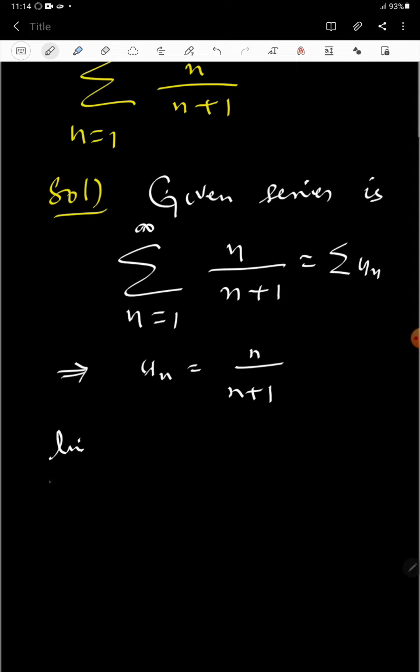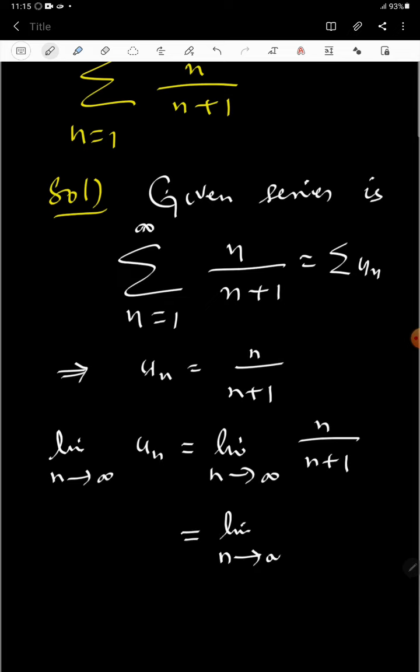I simply calculate the limit of this un. I'm not applying the ratio test, root test, Raabe's test, nothing. I am not applying any test. I'm just checking the necessary condition. If it is convergent, it really has to satisfy the necessary condition for convergence. Simply I am calculating limit un, limit n tends to infinity n by n plus 1. Now I divide numerator and denominator by n, so that I get 1 by 1 plus 1 by n. When I separate the limit, I get it as equal to 1, which is not equal to 0.